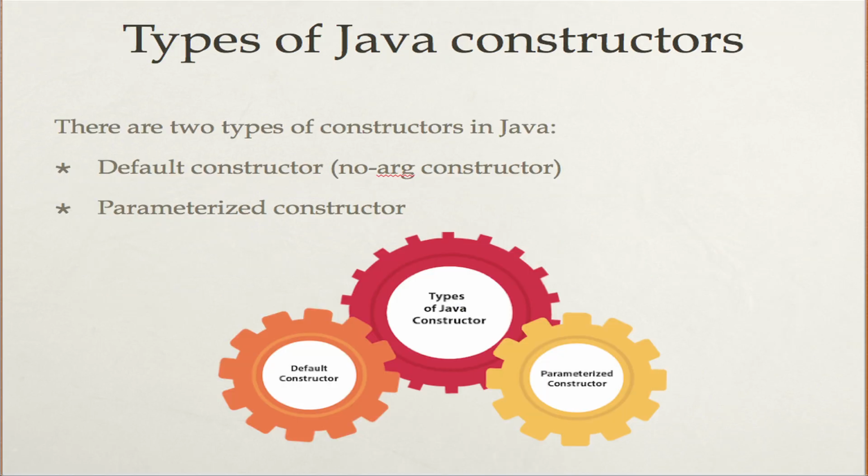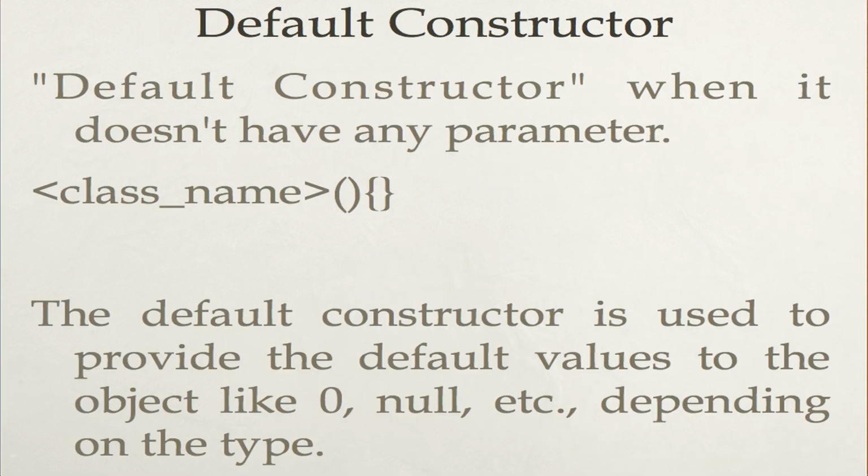There are two types of constructor in Java: the default constructor and the parameterized constructor. In a parameterized constructor, we pass arguments to the constructor, while in the case of the default constructor, we never pass any argument. So this is the syntax of the default constructor when it doesn't have any parameter. You can see here the class name, then simple brackets, and inside the curly brackets we write the statements. So this is the constructor, and the constructor name is the name of the class.